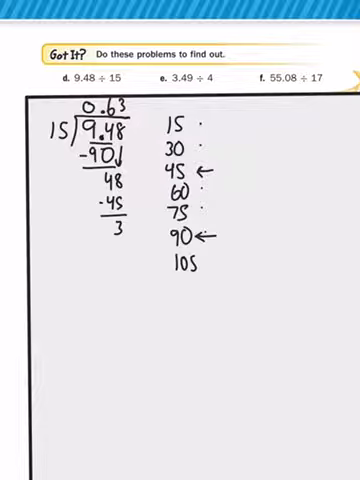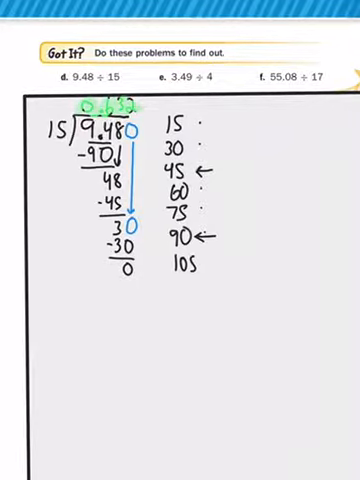If there's nothing to bring down, I'm going to add a 0 and bring it down. Now my new number is 30. So 15 goes into 30 2 times, which is 30. Subtract 0. Now I'm done. So my answer to D is 632 thousandths.